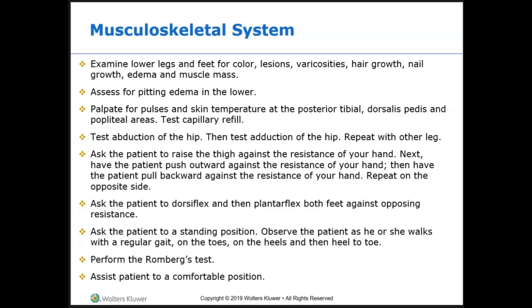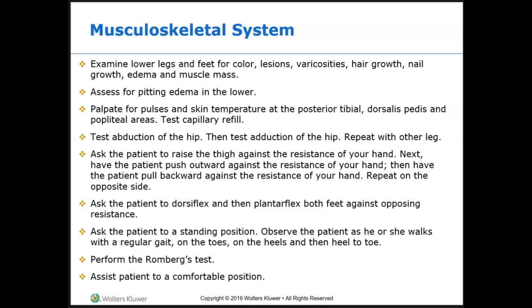You're going to examine the lower extremities. You're going to inspect the legs and the feet for color, lesions, viscosities, hair growth, nail growth, edema, muscle masses. You're going to assess for pitting edema in the lower extremities by pressing a finger into the skin, right? And at the pretibial area and dorsum of the foot. If it remains in the skin after the fingers have been removed, pitting edema is present.